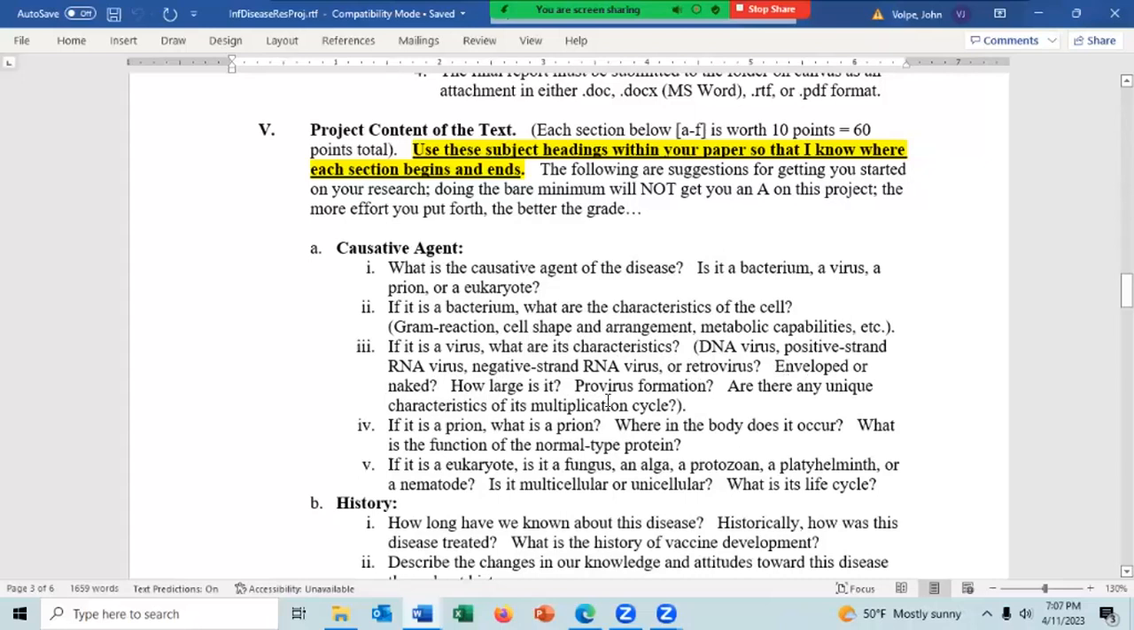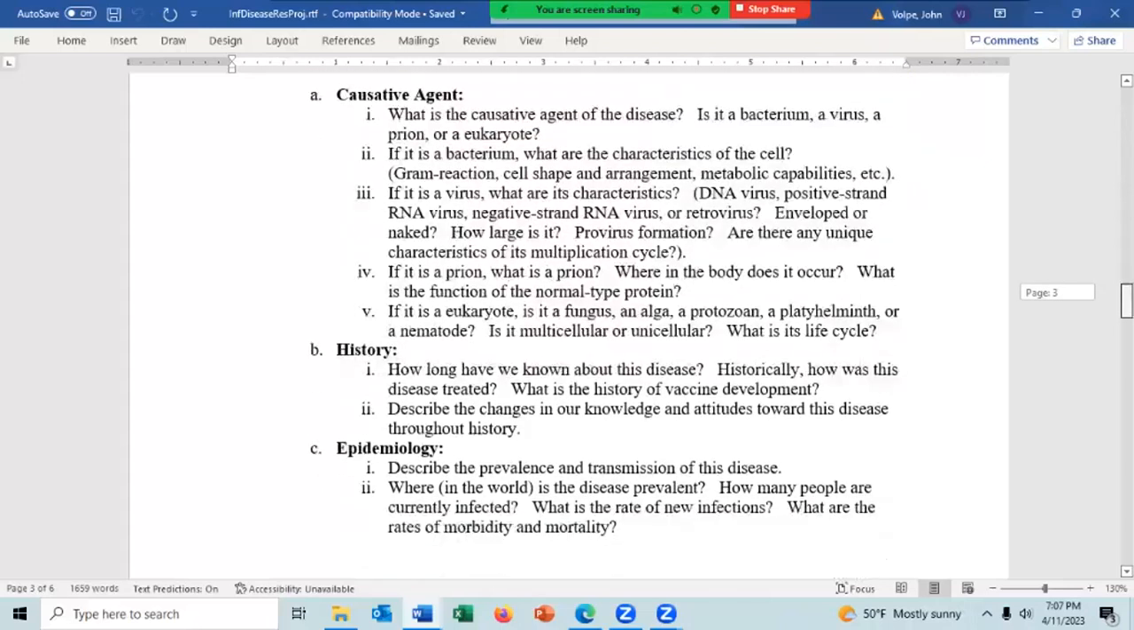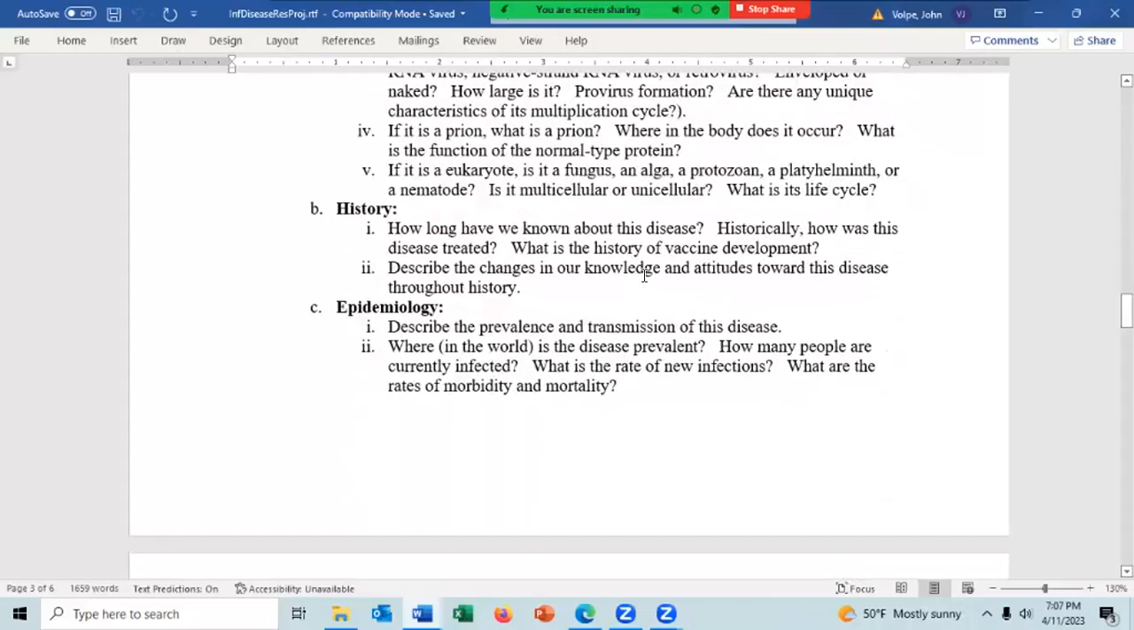You don't know much about that, but we'll talk about that later in the term. How large the virus is. Does the virus have a provirus? Are there any unique viral characteristics or multiplication cycles? Okay. And then talk about the history. How long have we known about this disease? Historically, how was this disease treated? What's the history of the vaccine development of this disease?